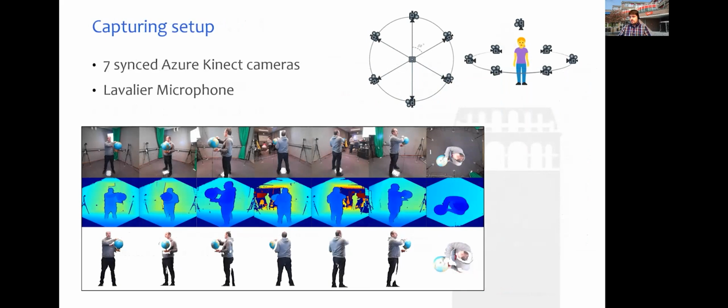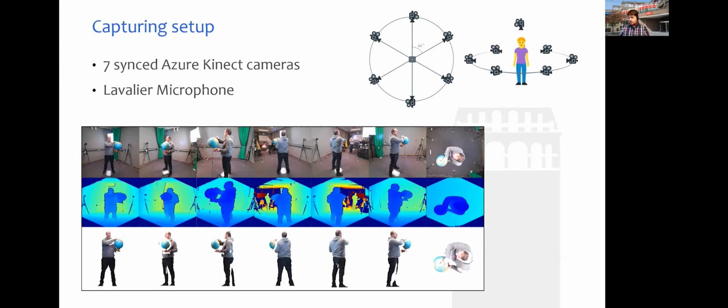Now I'm going to explain the capturing setup we used. In total, 7 Azure Kinect cameras, 6 on the side, and we decided to put one on top so it also captures the top of the head, so the actors don't have empty heads. And to record the audio, we used a lavalier microphone that the actors were carrying, attached to a smartphone. Then we used the clapper board to sync the streams of the cameras together with the audio.